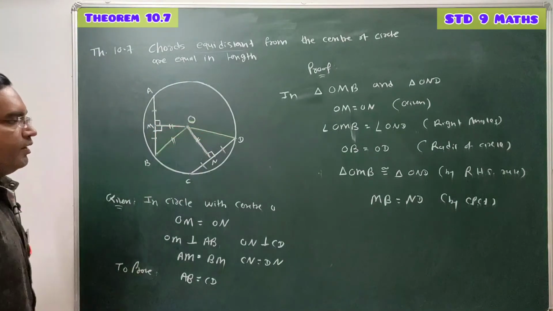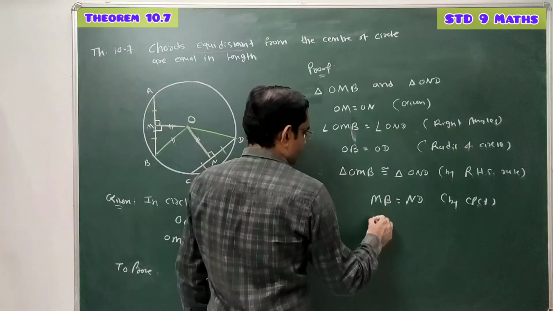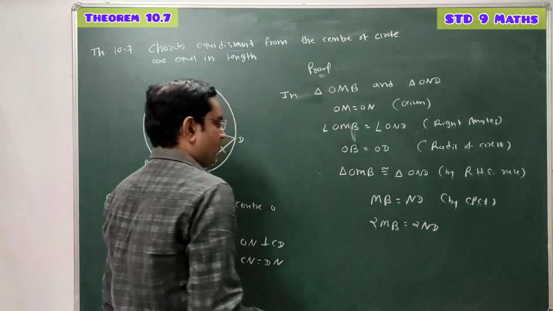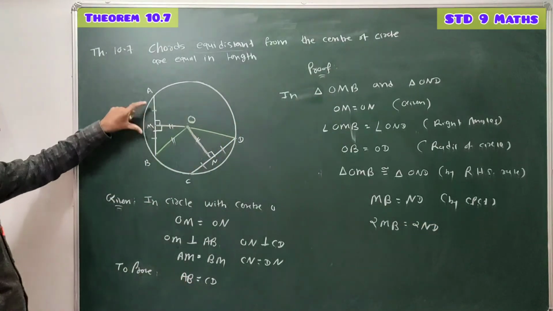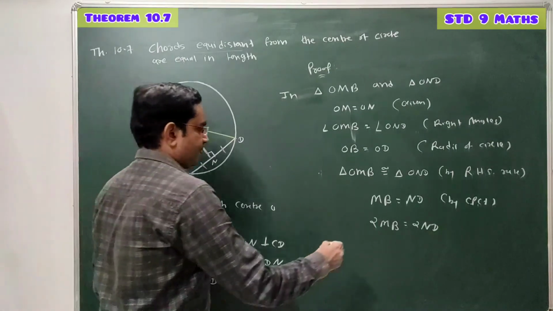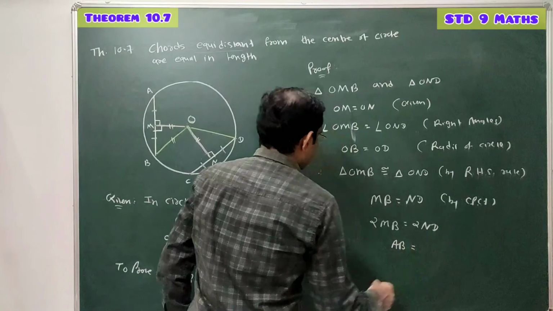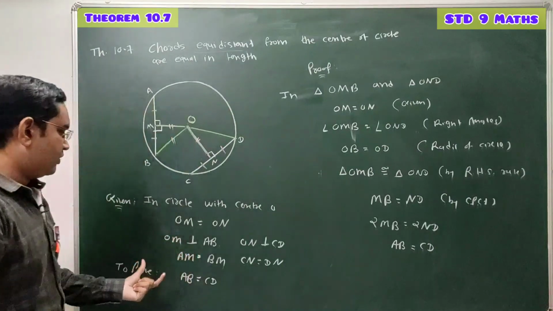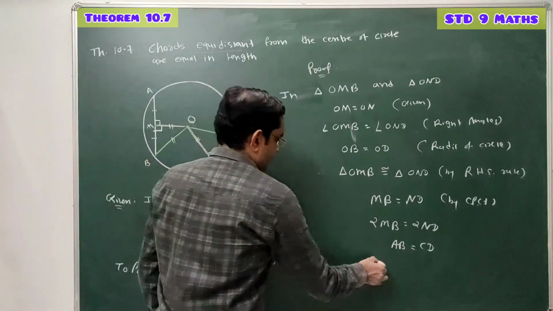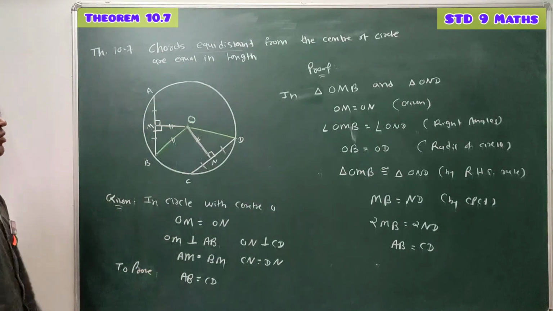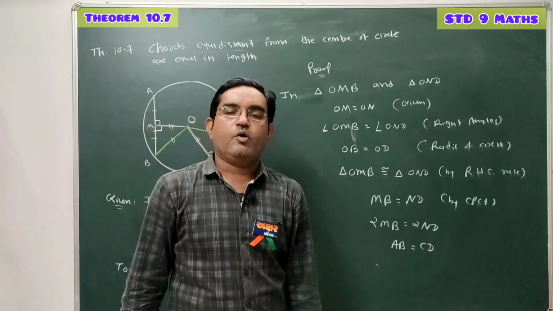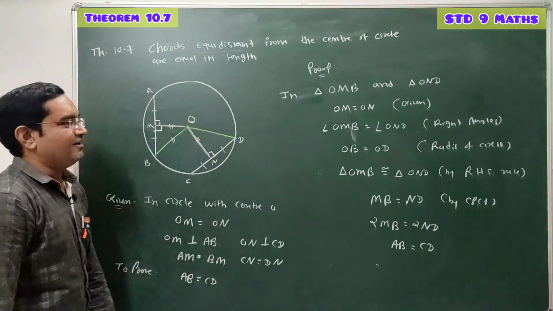This MB will be equal to ND, and therefore twice MB will be equal to twice ND. Twice MB is nothing but AM plus BM, so it's AB, and twice ND is nothing but CD. So AB is equal to CD. These are the lengths of the two chords AB and CD. These two chords having equal length, the two chords are congruent chords. Hence it is proved. Clear? So chords equidistant from the center of a circle are congruent. Clear, students? Pause the video and note it down.